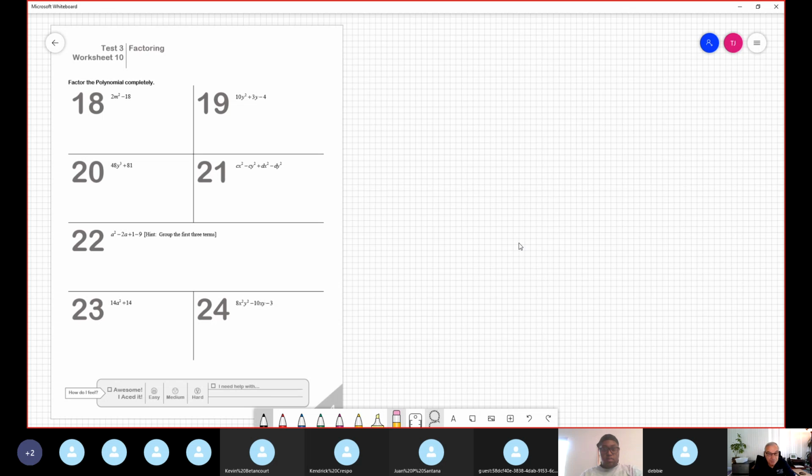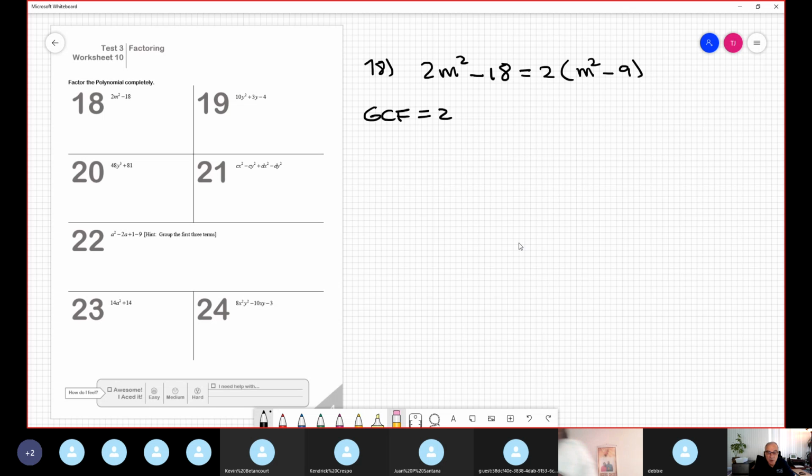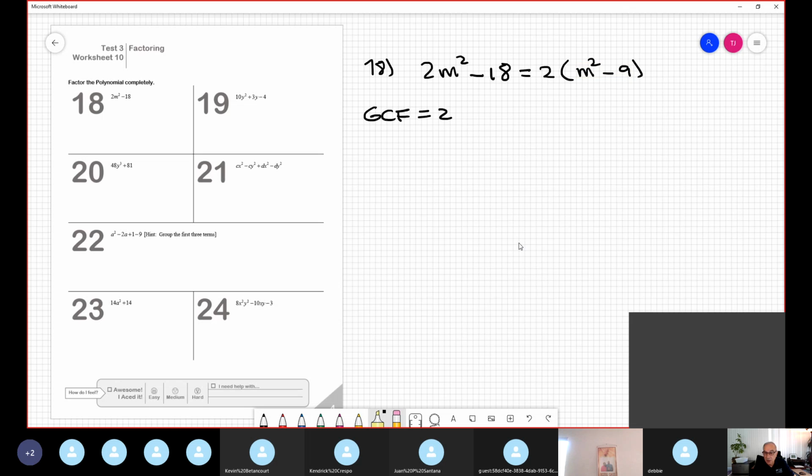Number 18 is 2m squared minus 18. Okay, we have GCF is 2. It's obvious, right? And you factor out 2 outside and stay m squared minus 9. And keep going, because I discover that expression is a difference of squares, and thus I need to apply the difference of squares formula.